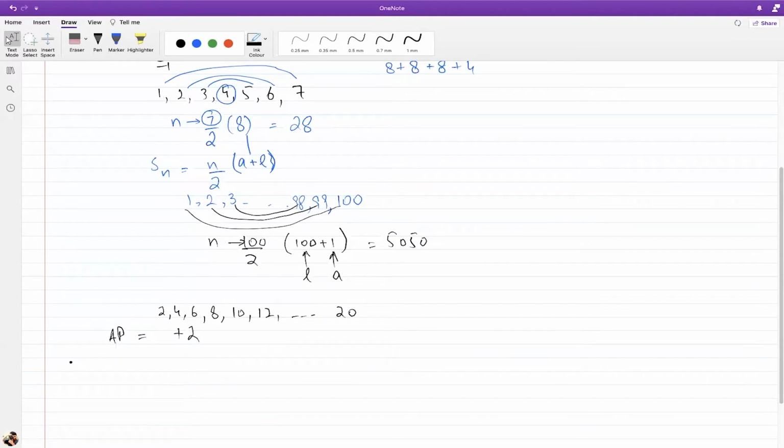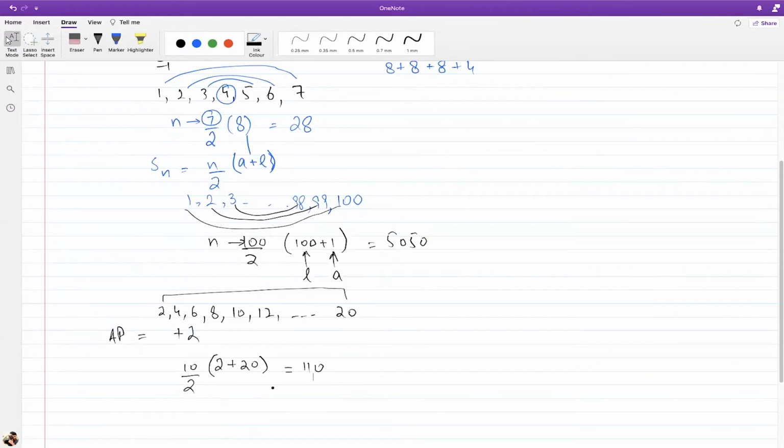That means I can make pairs here. So what is the first term? 2. What is the last term? 20. So that means I will have pairs of 22. How many terms do I have? From 2 to 20, how many even numbers? 10. Very good. So 10 over 2 pairs, so 5 pairs of 22, which gives me 110.